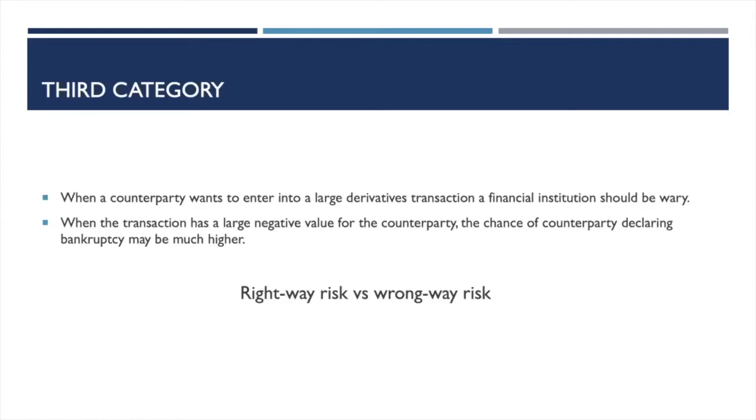When the transaction has a large negative value for the counterparty, the chance of the counterparty declaring bankruptcy may be much higher. Traders use the term right-way risk to describe the situation where a counterparty is most likely to default when the financial institution has zero or very little exposure. They use the term wrong-way risk to describe the situation where the counterparty is most likely to default when the financial institution has a big exposure.